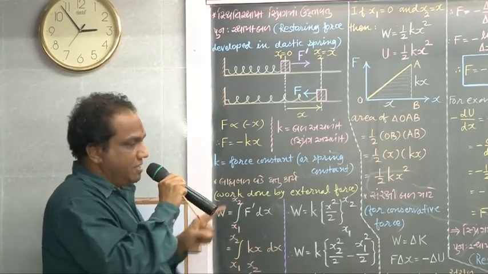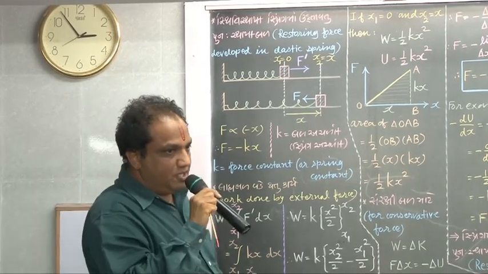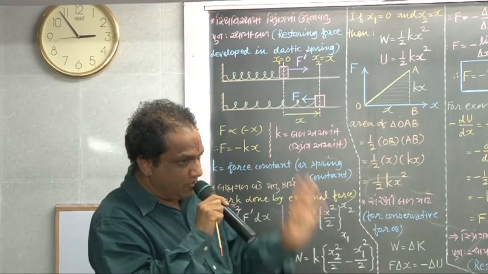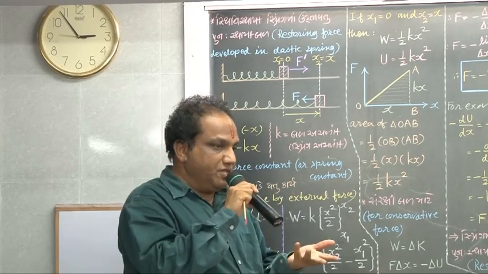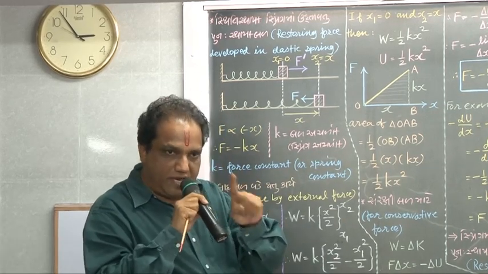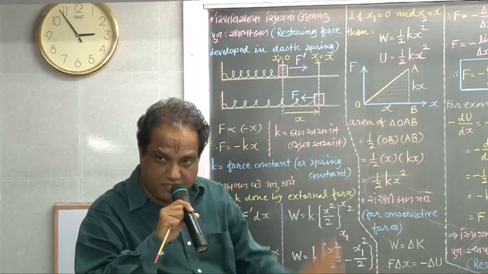The unit of k will be force upon length. Unit of force, Newton. Unit of length, meter. So Newton per meter in SI unit, and in CGS, dyne per centimeter.